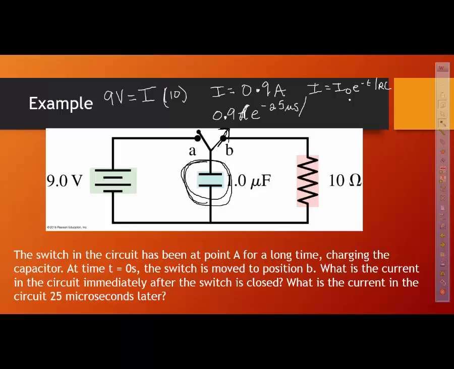Now the RC is 10 for our resistance, and our capacitance is 1 times 10 to the negative 6th. So after we plug all that in, 25 microseconds later, we get 0.074 amps.